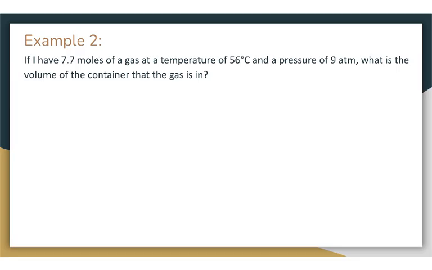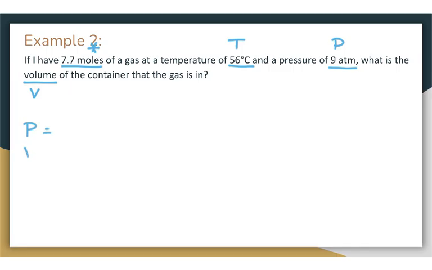Let's do another one. If I have 7.7 moles of gas at a temperature of 56 degrees Celsius and a pressure of 9 atm, what is the volume of the container that the gas is in? Because we're given moles, that's one indicator that this is going to be an ideal gas law problem. Also, because we were only given one temperature, one pressure, and asked for volume, that's another indicator that this is an ideal gas law problem.